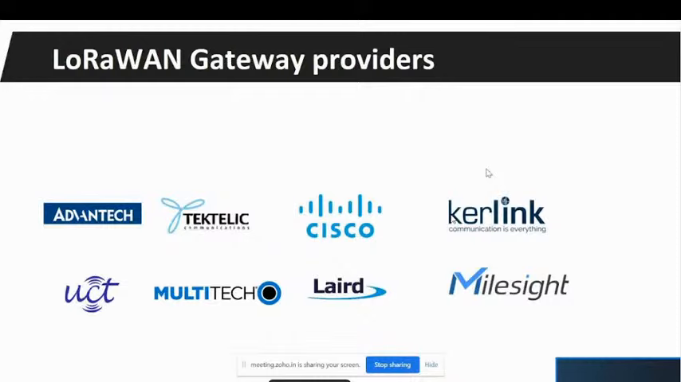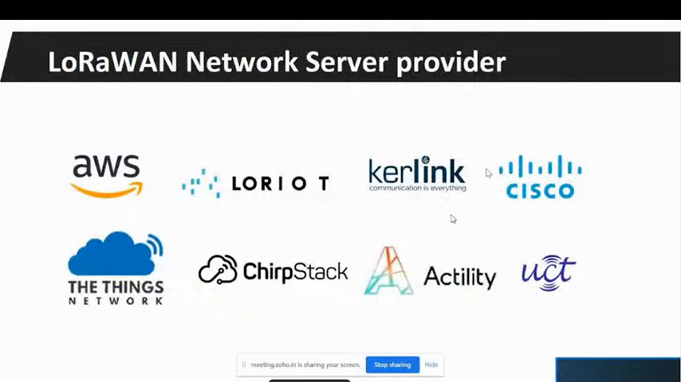And next we need a network server. There are a lot of companies who provide paid as well as free LoRaWAN network servers. AWS has a complete managed service. Kerlink also provides one. Cisco already has a LoRa network server, and Actility also provides one. TTN, The Things Network, is an open network for public users, and ChirpStack is also a free network. It is open source, so you can manage your own network.